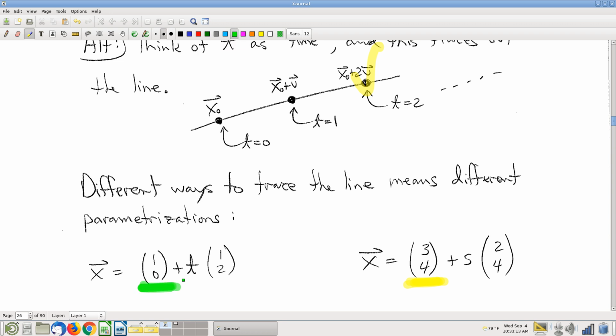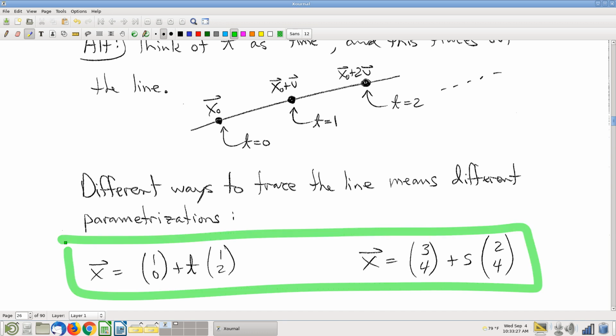Maybe I'm starting there. So yes, there are different ways of tracing the same line, and in the same way that it is perfectly obvious that there are lots and lots of ways to trace out a line, it's easy to see there are lots and lots of different ways to parameterize a line. A parameterization is not unique. There are zillions of them.